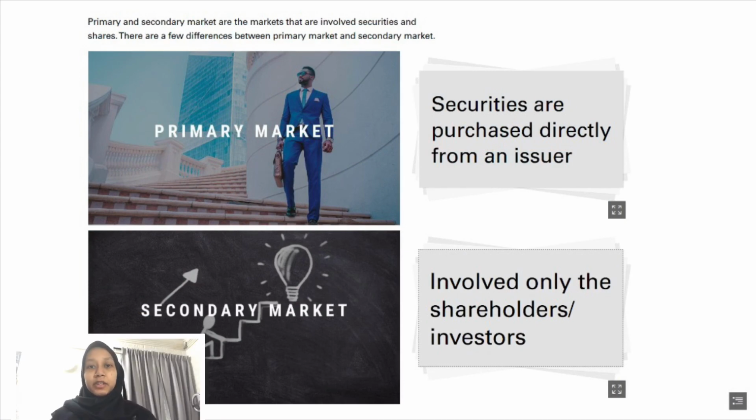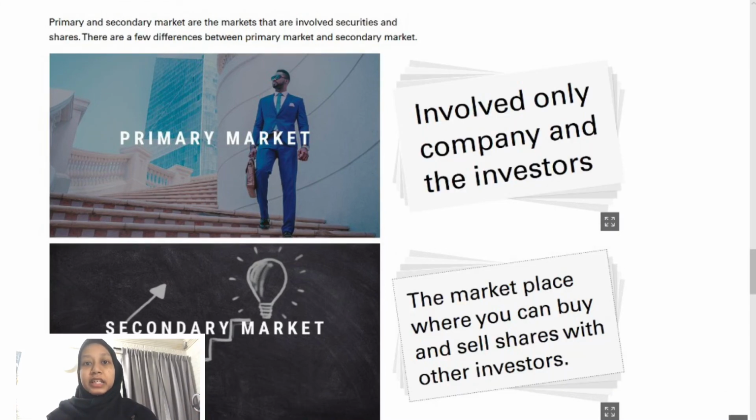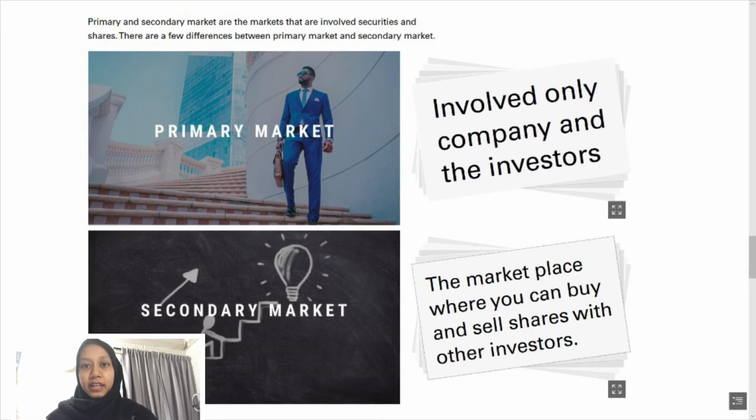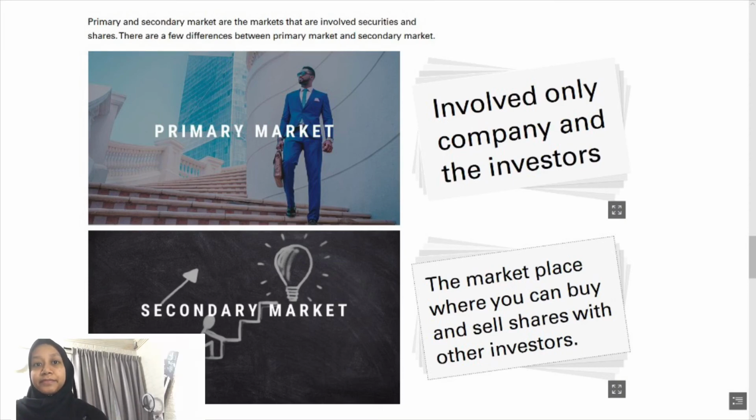Primary and secondary markets are the markets that involve securities and shares. There are differences between primary and secondary market. In primary market, it only involves the company and the investors, while in secondary market, you can buy or sell securities and shares between investors.